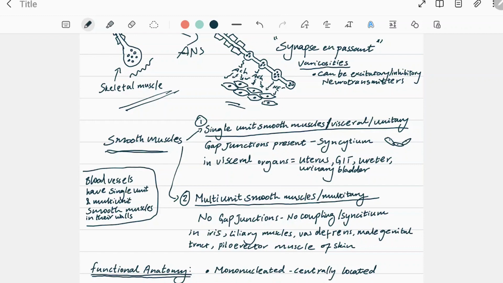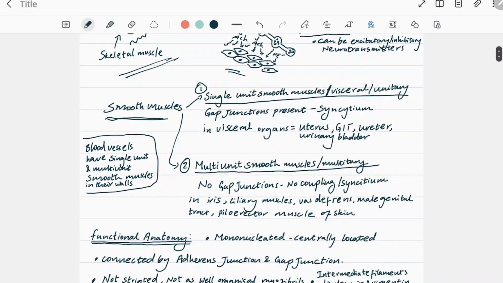So if you stimulate one and cause an action potential in one of these single unit smooth muscles, you eventually will create action potentials in all the other muscles because they are connected by gap junctions. So they are in syncytium, just like your cardiac muscle. That's why we call them single unit smooth muscles or unitary smooth muscles. And they are found in visceral organs like the uterus, the GIT, the ureter, and the urinary bladder.